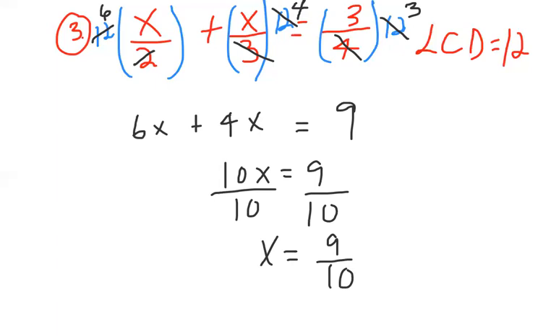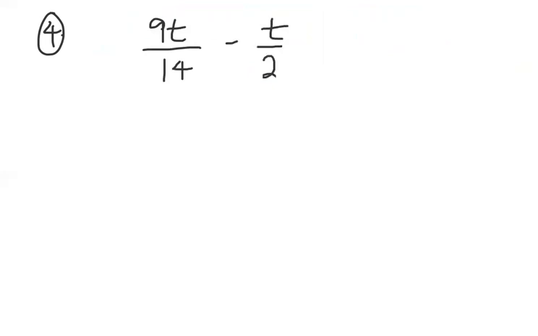Okay, but let's go ahead and take another one, guys. Number 4. Now for number 4, it's 9t over 14 minus t over 2 is equal to 1. Now, for this one, very similar to the previous problem, again, the denominators are 14 and 2.